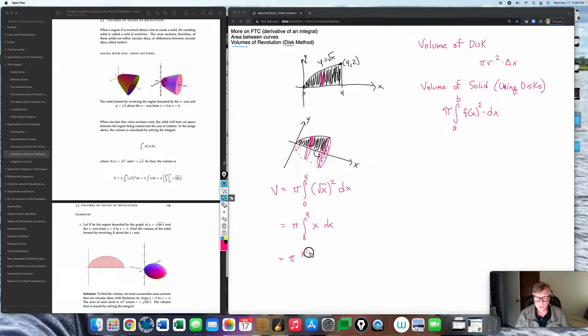And then we're going to do our antiderivative and evaluate that from above x equals 4 and below x equals 0. So that's pi times 4 squared over 2 minus 0 squared over 2.